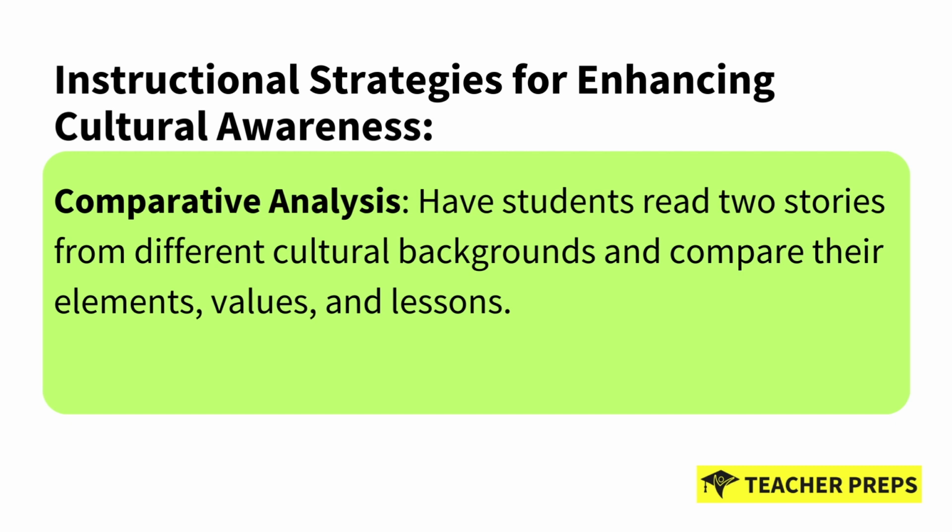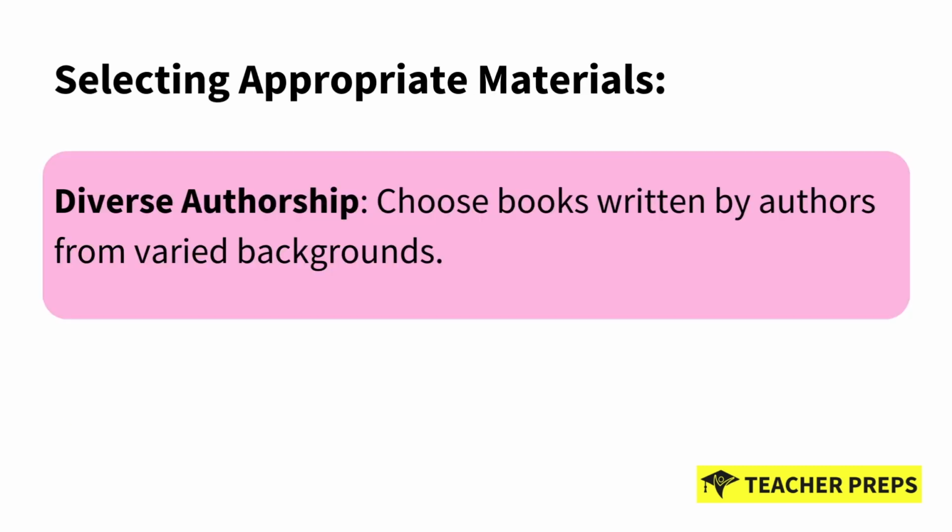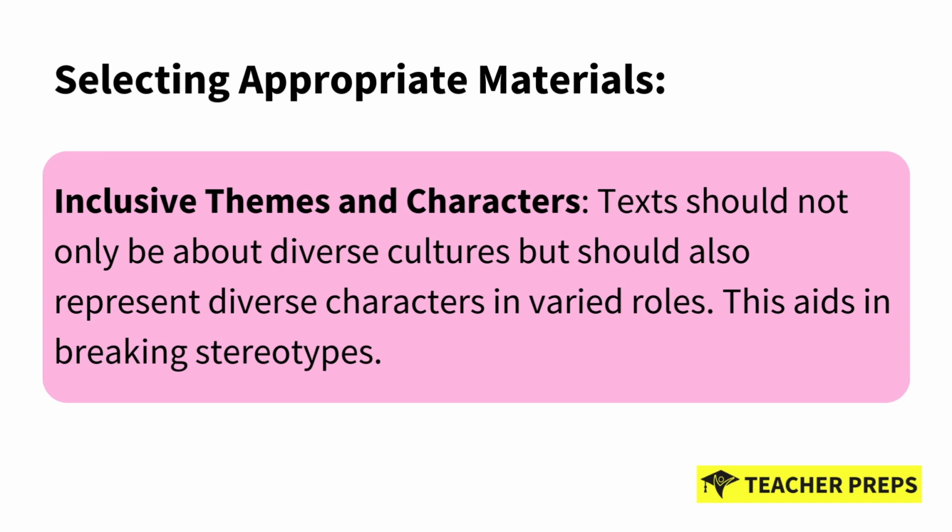Now, in order for the students to learn effectively, the teacher must select the appropriate materials. So let's go over how to do this now. Selecting appropriate materials, the first we call diverse authorship. Choose books written by authors from varied backgrounds. Second, we have inclusive themes and characters. Texts should not only be about diverse cultures, but should also represent diverse characters in varied roles. This aids in breaking stereotypes.